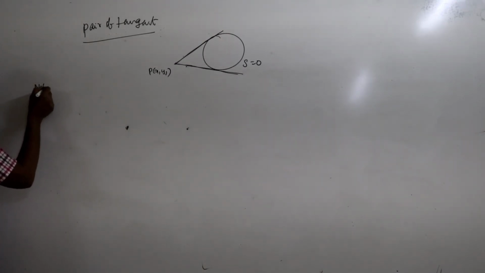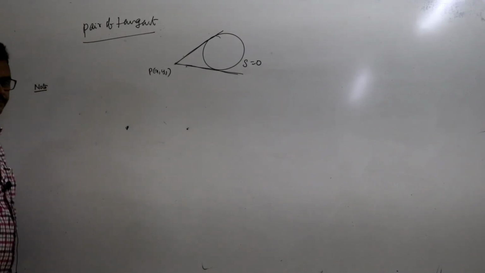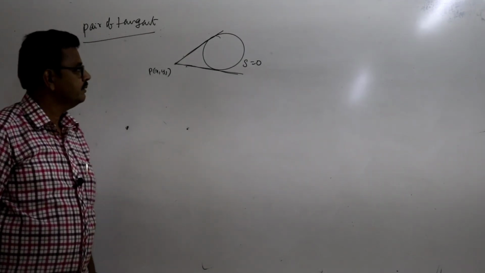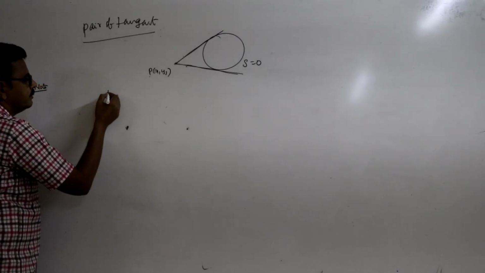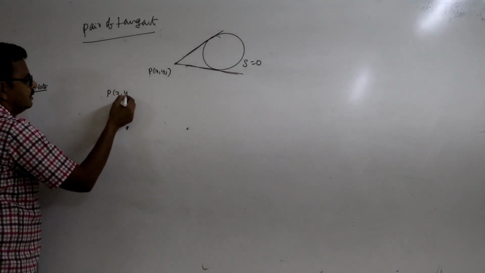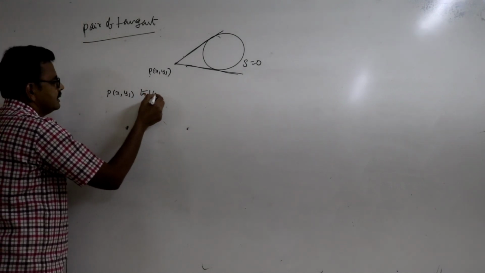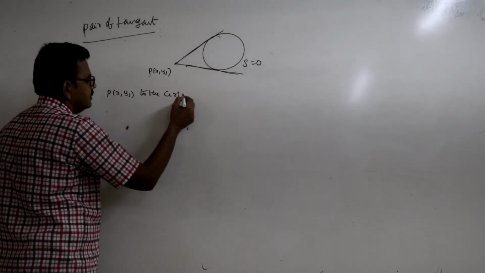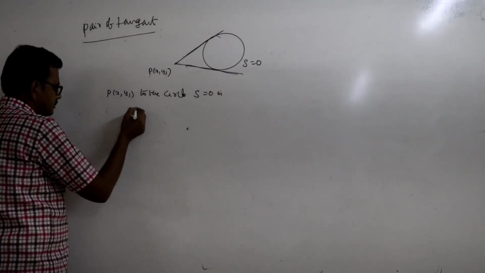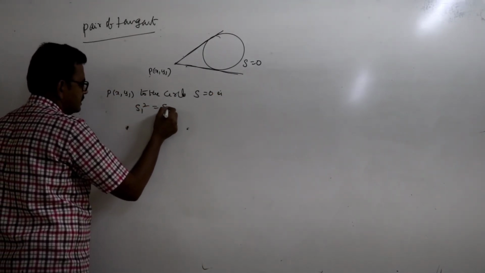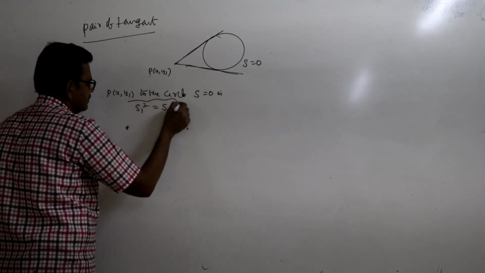The equation of pair of tangents drawn from the point P(x1, y1) to the circle S equal to 0 is S1 square is equal to S into S11.